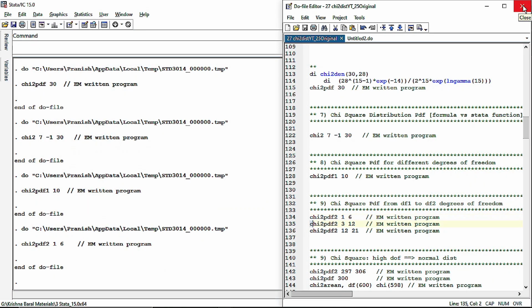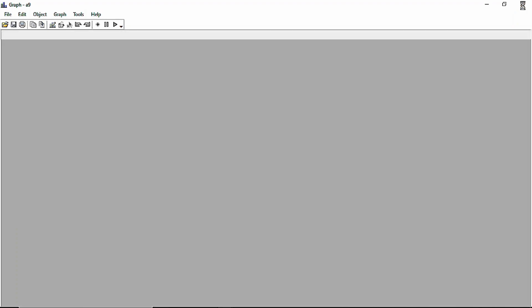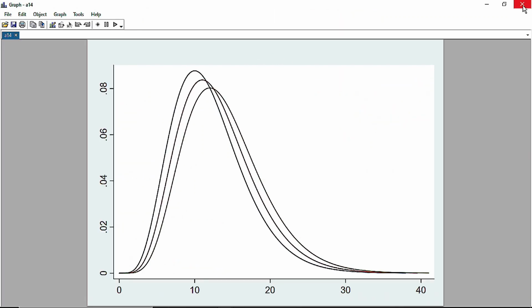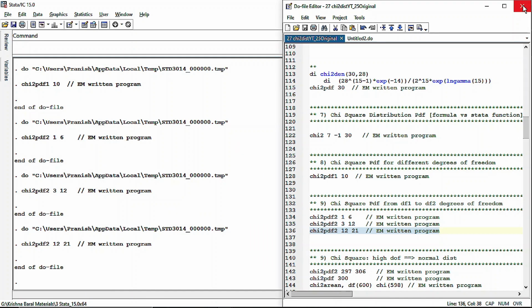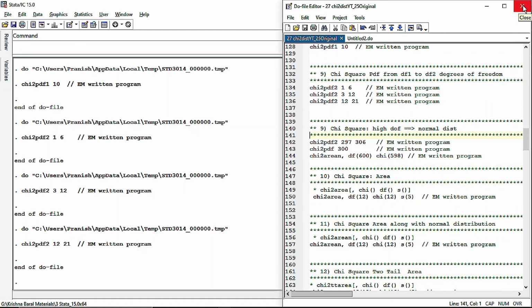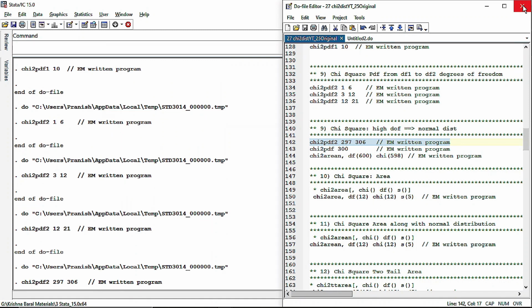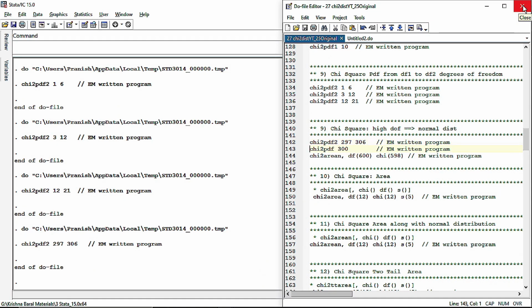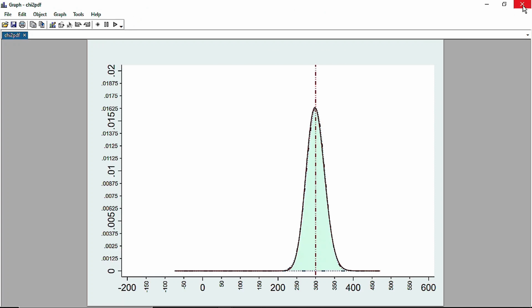So let us repeat the same process, but this time the degrees of freedom increases from 3 to 12. Now let us repeat the process, but this time we are going to increase the degrees of freedom from 12 to 21. As the degrees of freedom increases, slowly we get a bell-shaped curve. And let us repeat the process, but this time with very high degrees of freedom, from 297 to 306. We want to see that for larger degrees of freedom, the chi-square also converges to the normal distribution.